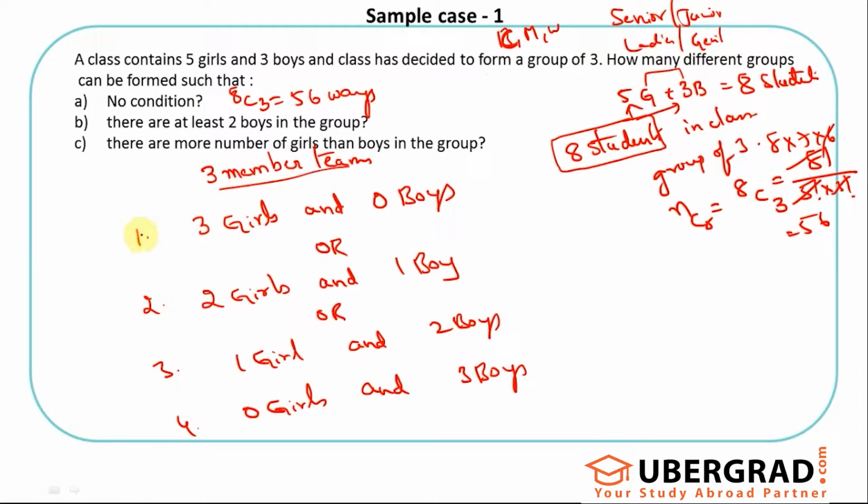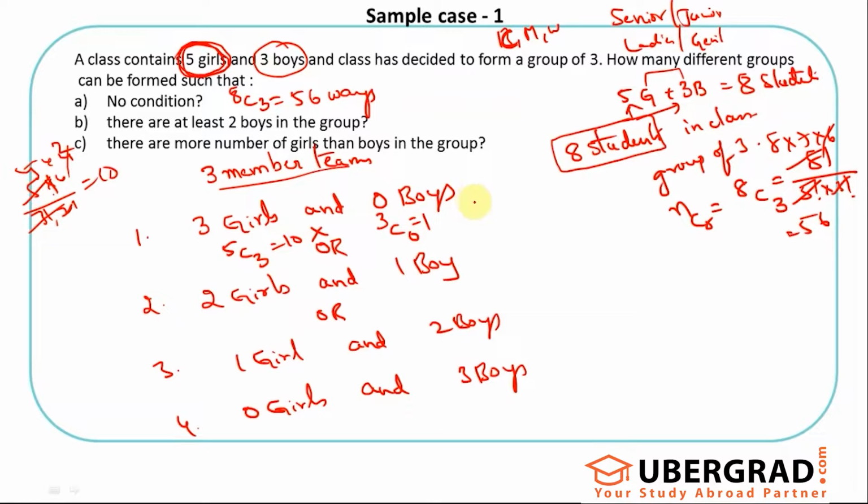So now let's focus on only the first part. 3 girls selected out of what? A pool of 5 girls. I have 5 girls in my pool and I need to select 3 girls and 0 boys from a pool of 3. So it is 5C3 into 3C0. What is 5C3? 5C3 is 5 factorial by 3 factorial into 2 factorial. This is 5 into 4 by 2, which is 10. 3C0 is 1. nC0 is always 1, anything C0 is 1. So 10 into 1 is 10. So 10 different groups can be made from the first condition.